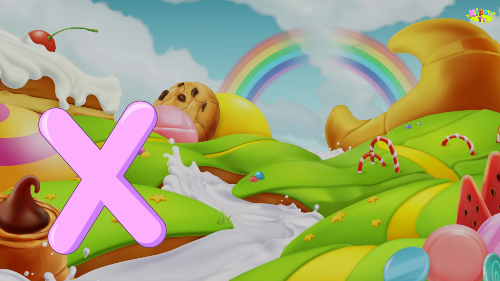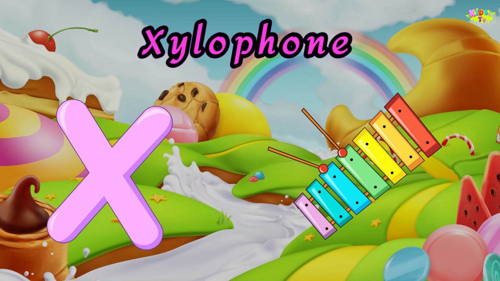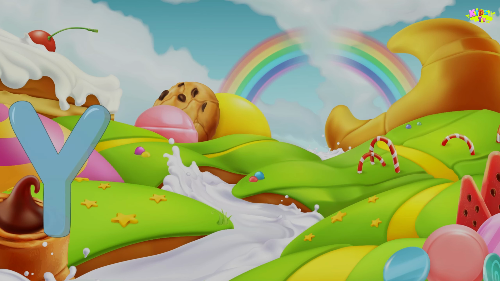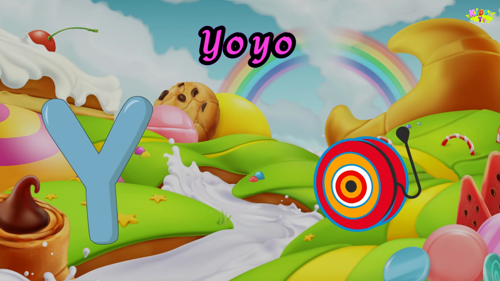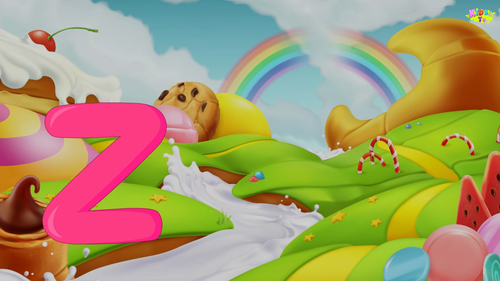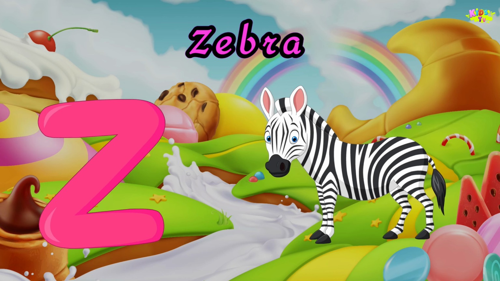X is for xylophone, xylophone. Y is for yo-yo, yo-yo. Z is for zebra, zebra.